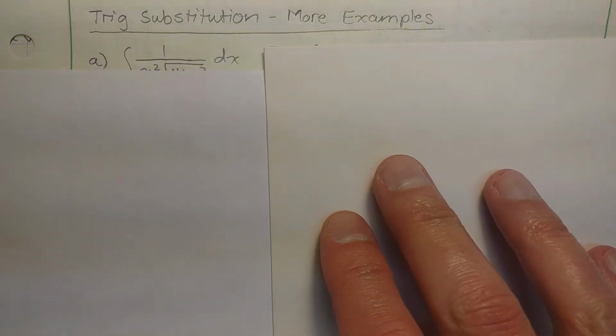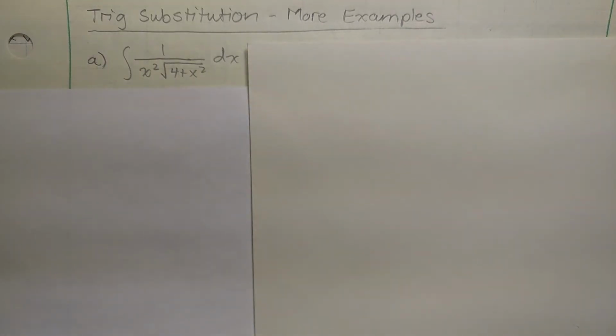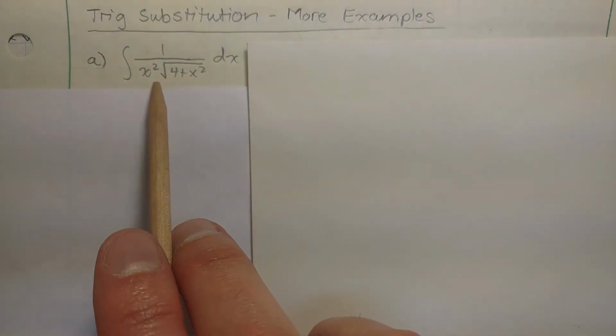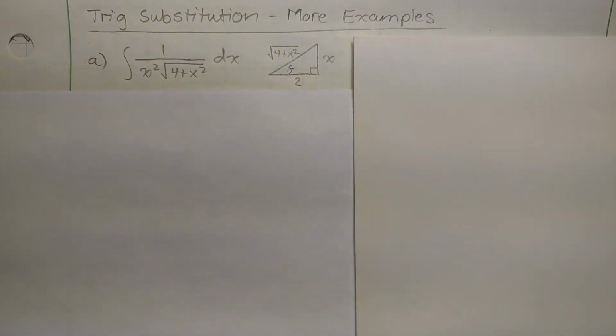So let's look at our first example. Let's integrate 1 over x squared times the square root of 4 plus x squared. So once again, we see this as the square root of 4 plus x squared, so that's of the form where we're going to want to make this the hypotenuse. So let's set up our triangle. We have the hypotenuse, x for the opposite side, and 2 for the adjacent side.